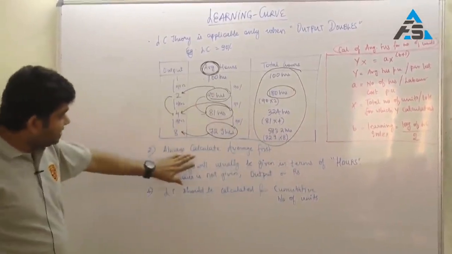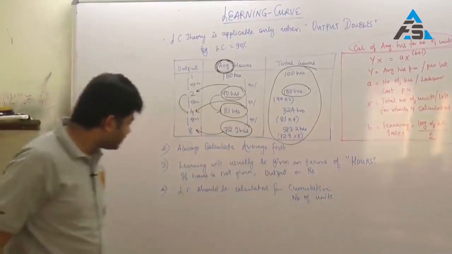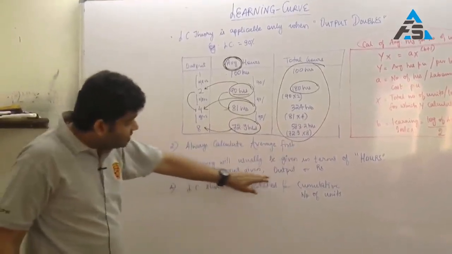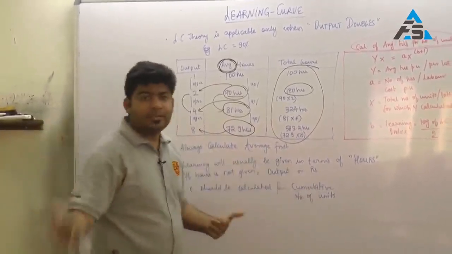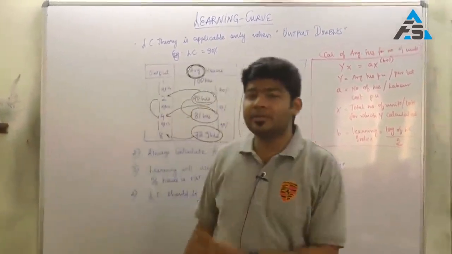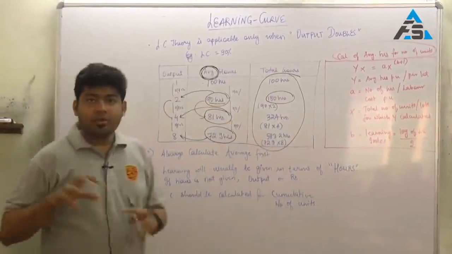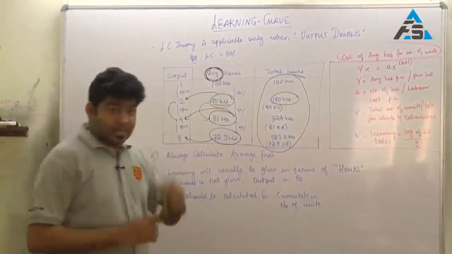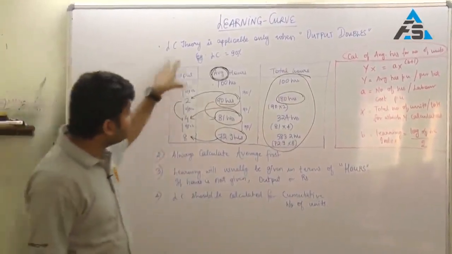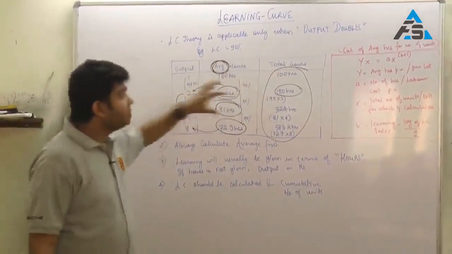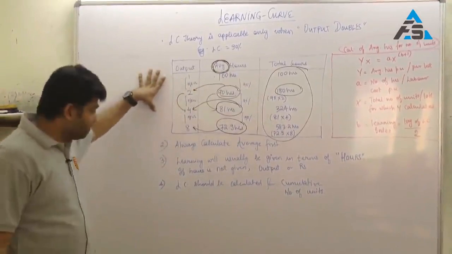So here, as I have written, always calculate average first. Learning will usually be given in terms of hours. If hours is not given, then output or rupees, probably that depends on the question that the examiner is asking. Usually this chapter will come in your examination from a theory point of view, but nonetheless simple questions can be asked based on this calculation of output, average hours and total hours. So it forms an important part, can be asked for 4 marks.